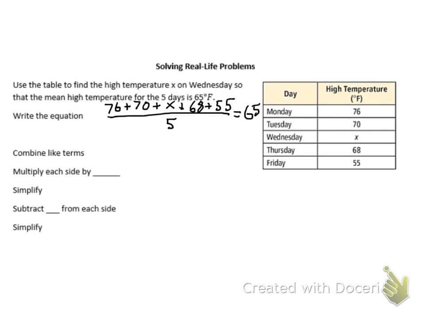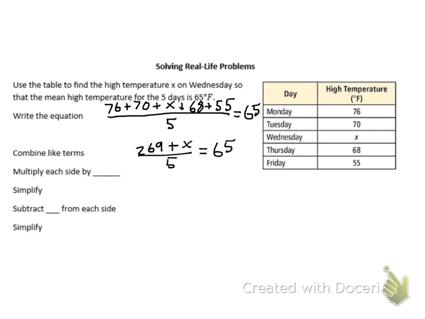One of the first steps I would do here is to combine those like terms. We've got a 76 plus a 70. We can do that. Plus 68, plus 55. So after I combine all of those like terms, I'm going to have 269 plus x over 5 equals 65.